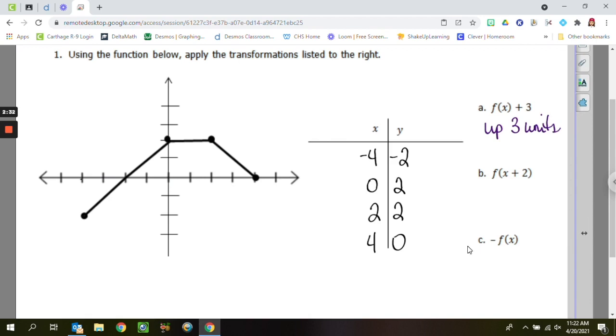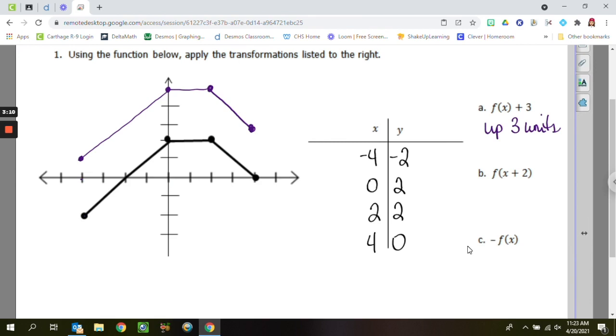So 1, 2, 3. This one goes up 1, 2, 3. And this one 1, 2, 3. Then what we're going to do is connect our new lines. We're going to go here, here, here. So the shape hasn't changed. It has only moved up 3 units.